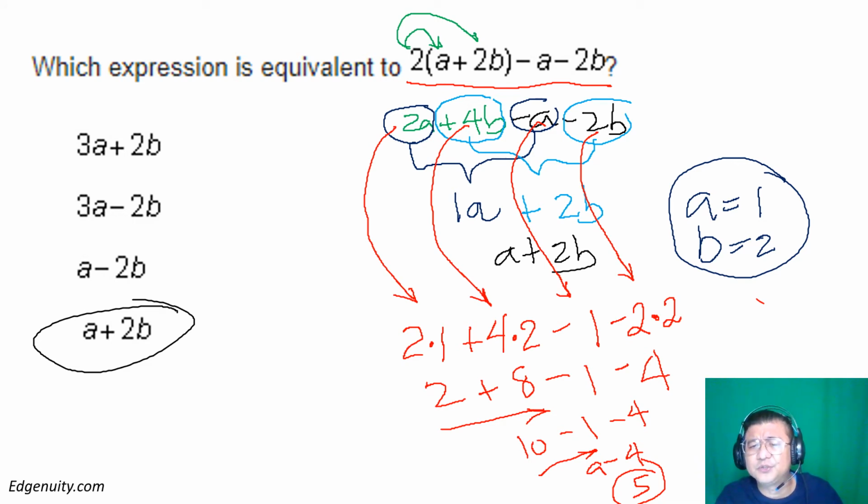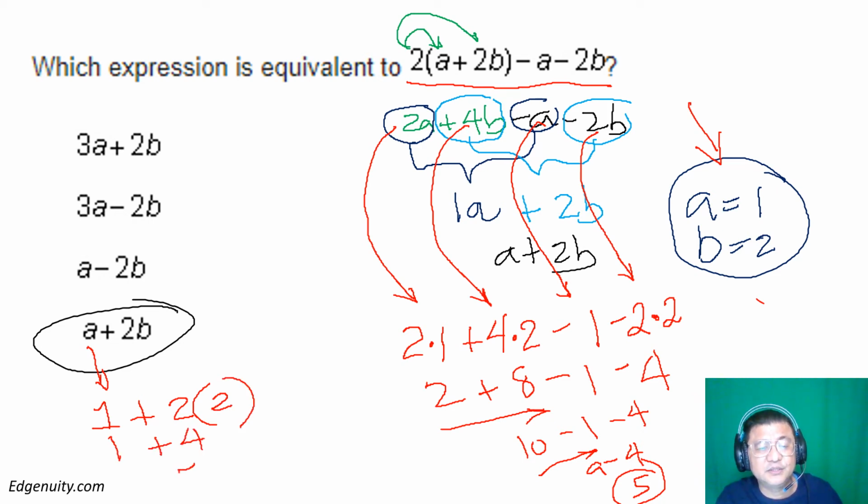If I substitute these numbers into my simplified expression, let's check then. If my a is equal to 1, I write 1 plus 2 times b. My b is a 2, right? So 1 plus 4 is a 5. See? They are the same. So that guarantees that this is equal to the original expression.